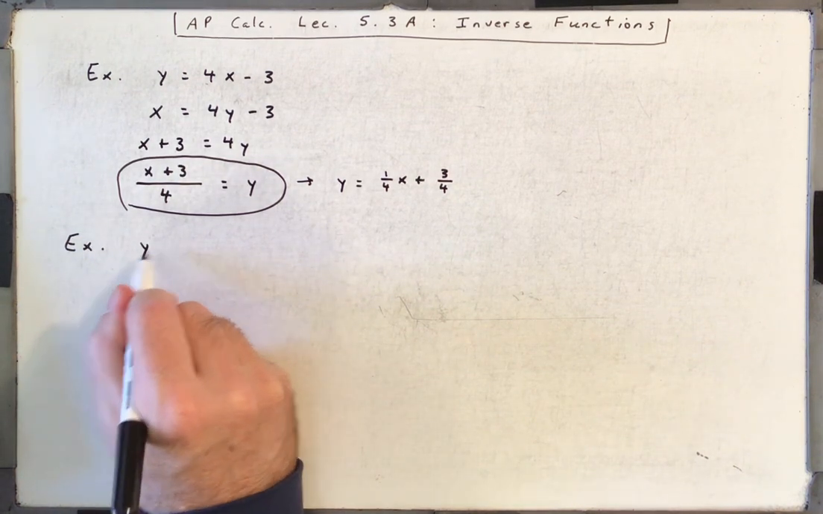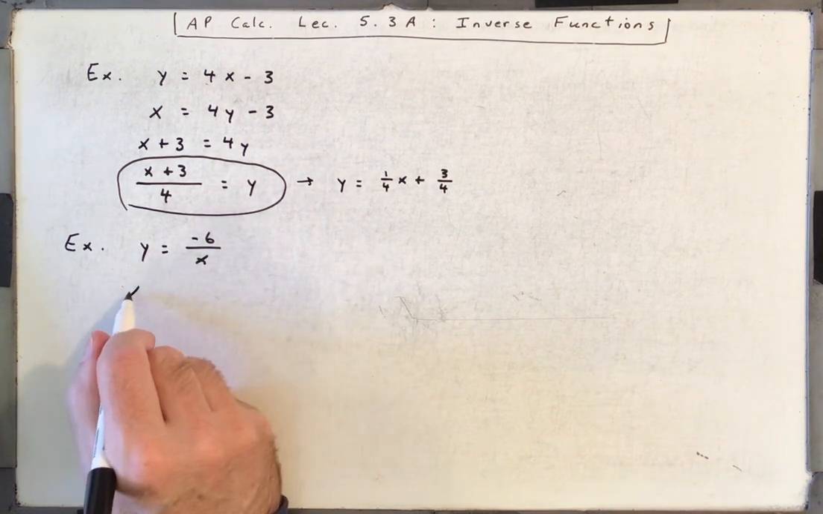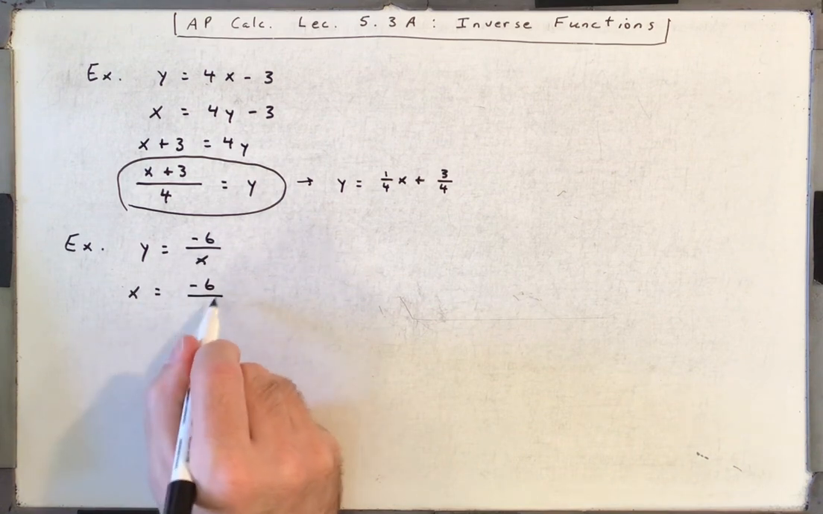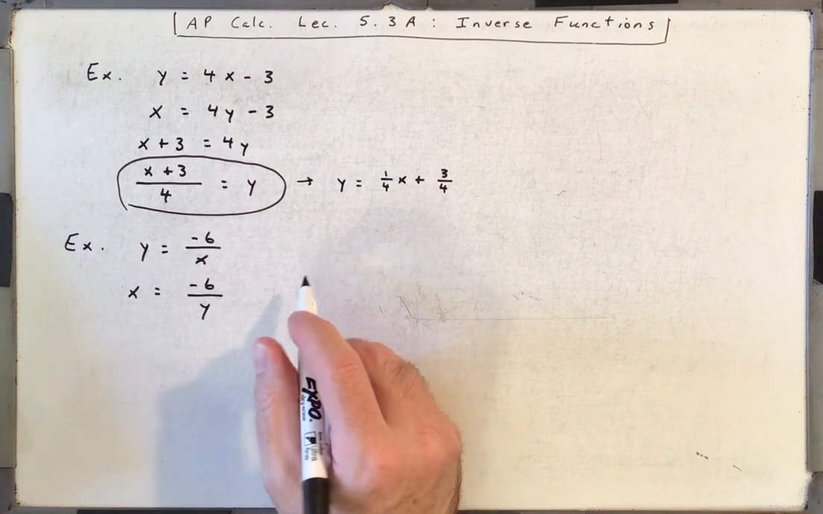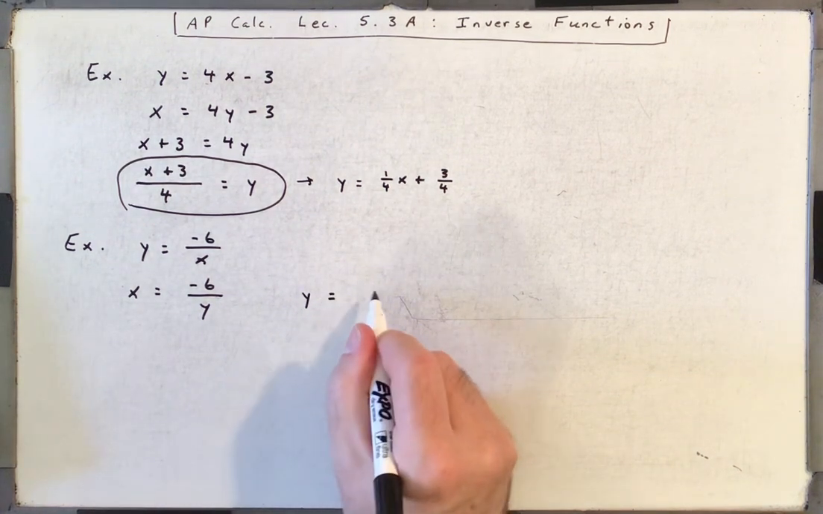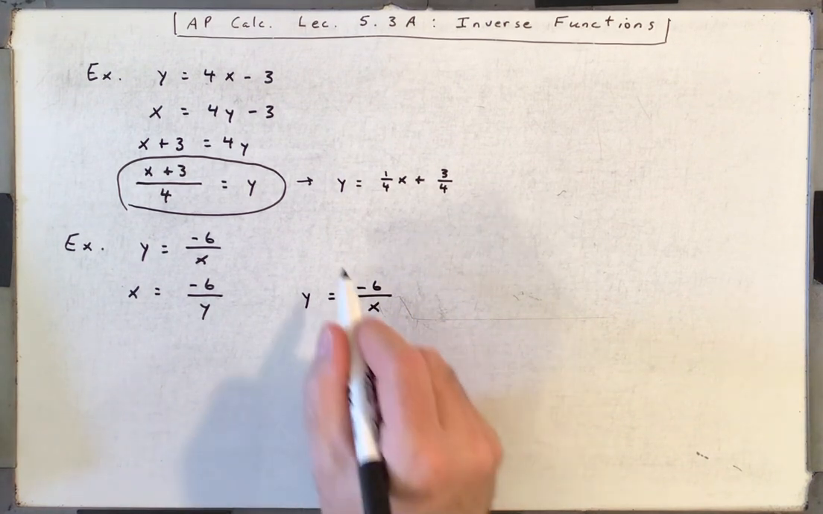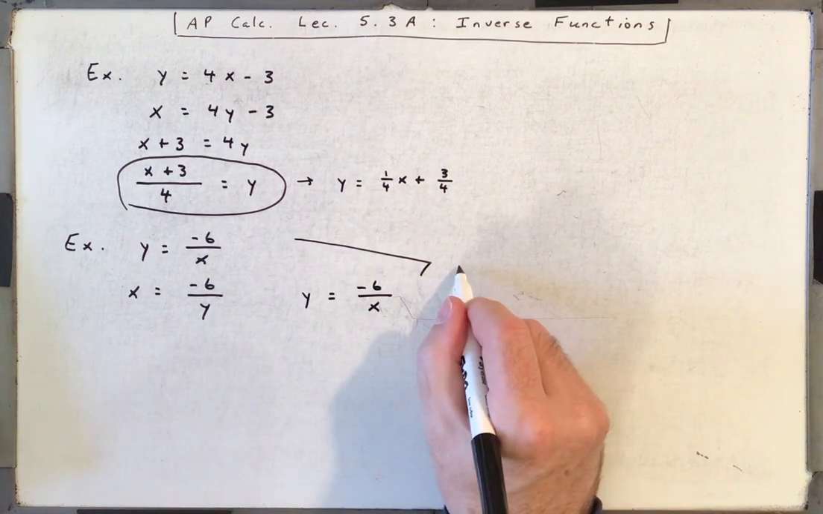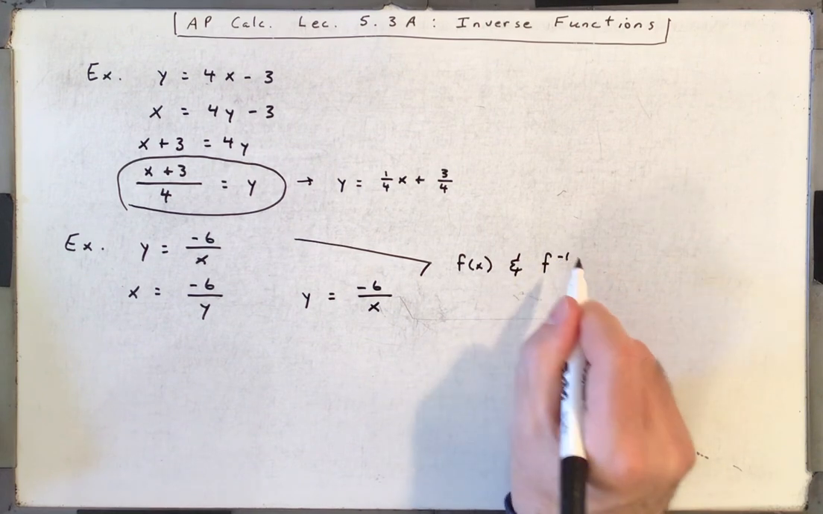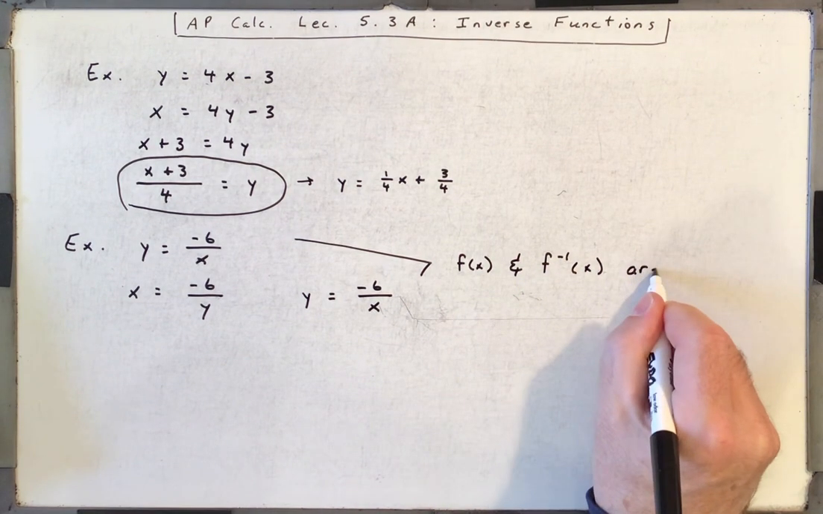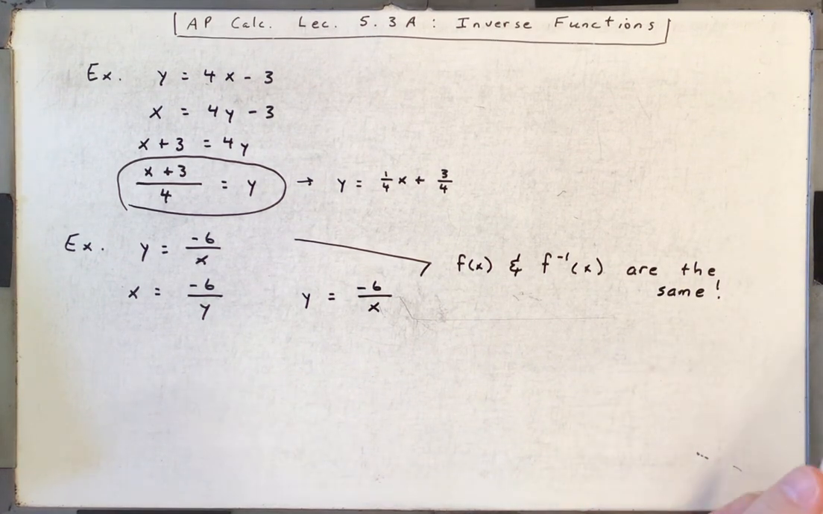Find the inverse of y is equal to minus 6 over x. So let's swap. x equals minus 6 over y. And then solving for y, you would just swap again. So y is equal to minus 6 over x. So in this case, f of x and the inverse are the same. That's pretty cool.